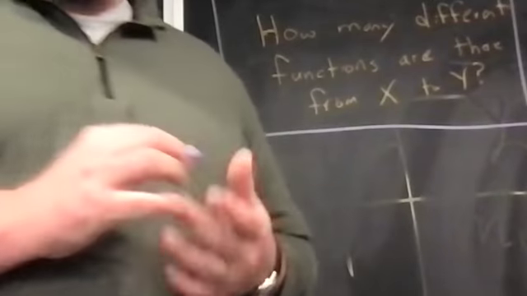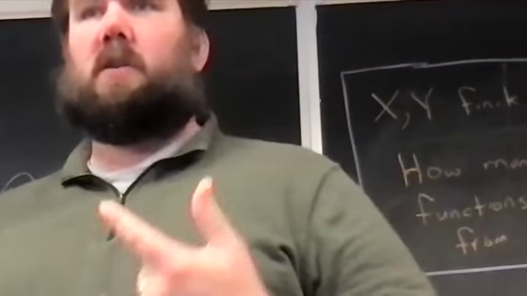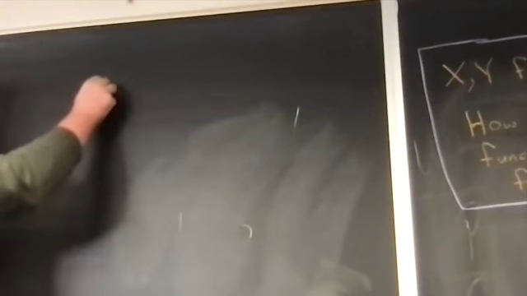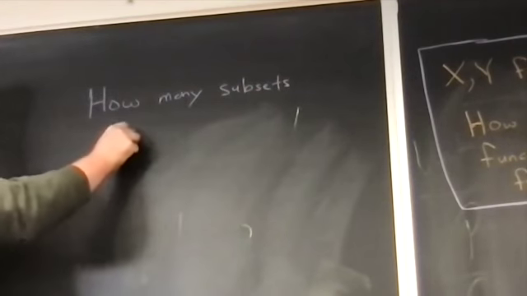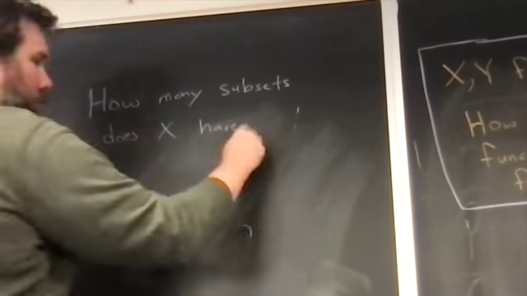Like, how many subsets are there? In general, we can do subsets in this way. I'm really glad you asked that question. So in general, you can think of a subset. Okay, so the question is, how many subsets does X have if X is a finite set?